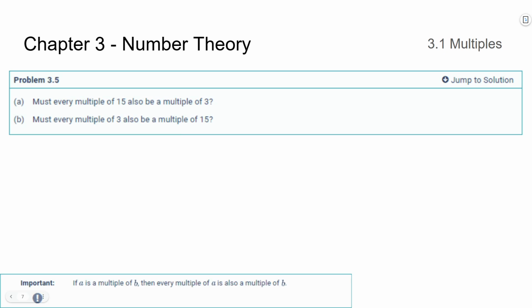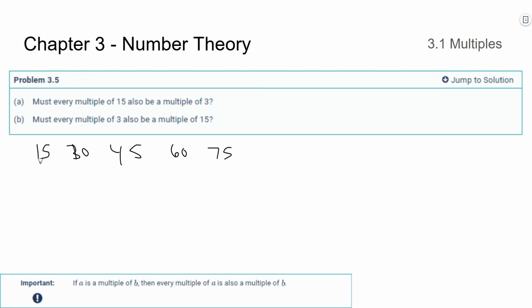All right, must every multiple of 15 also be a multiple of 3? And must every multiple of 3 also be a multiple of 15? All right, let's think about that. So what are the multiples of 15? So 15 is a multiple of 15. 30, 45, 60, 75, and are all these multiples of 3?